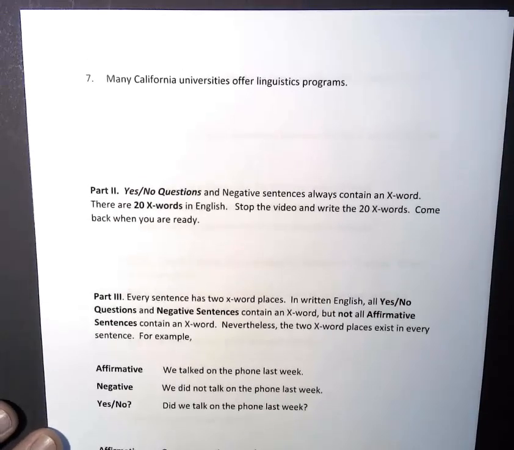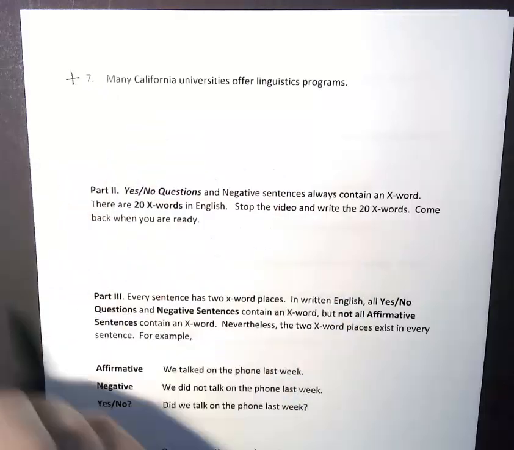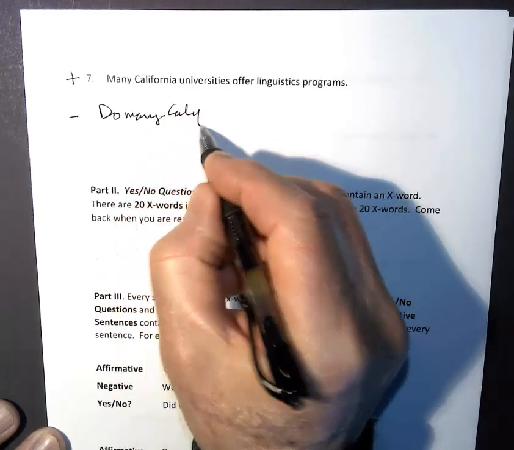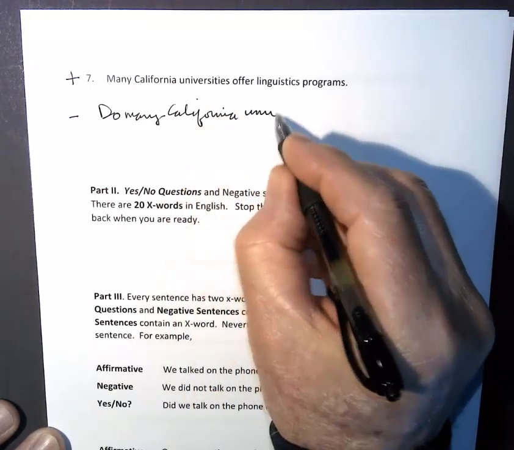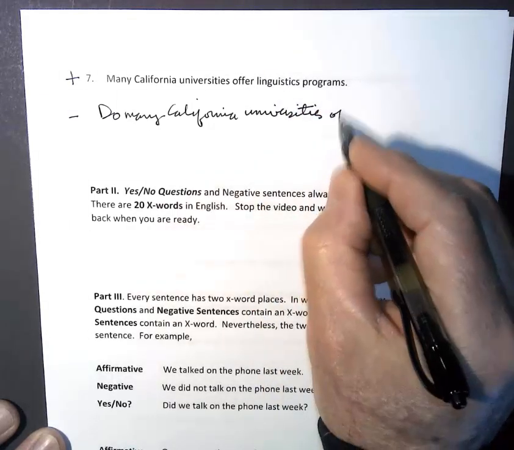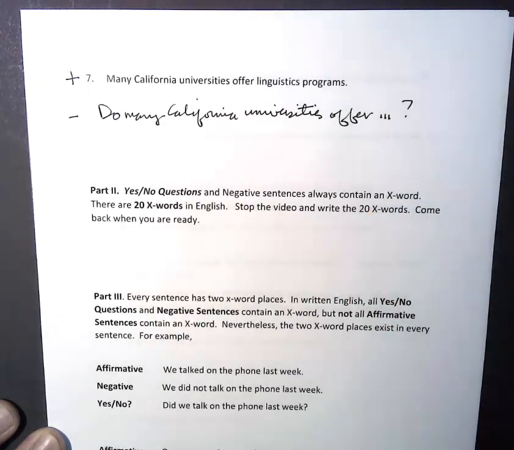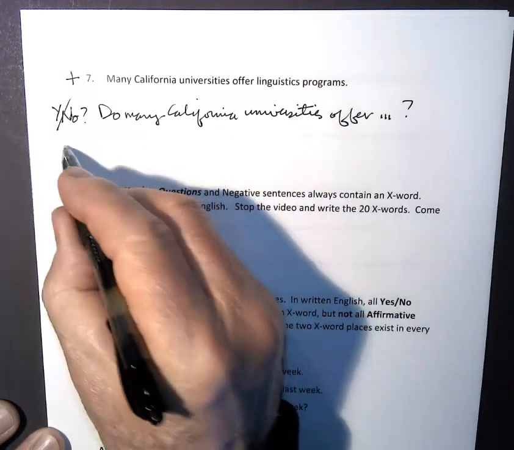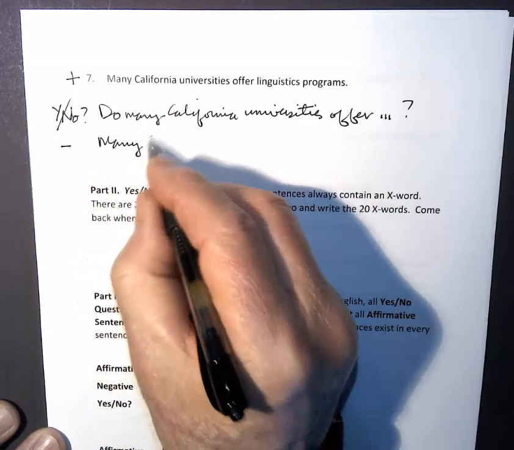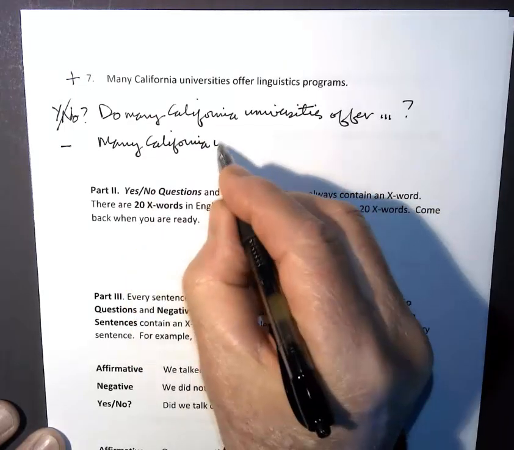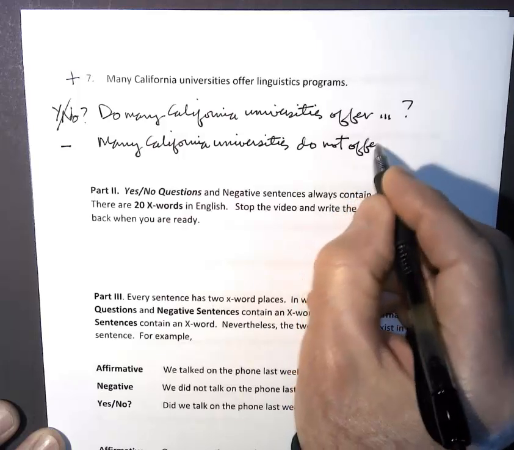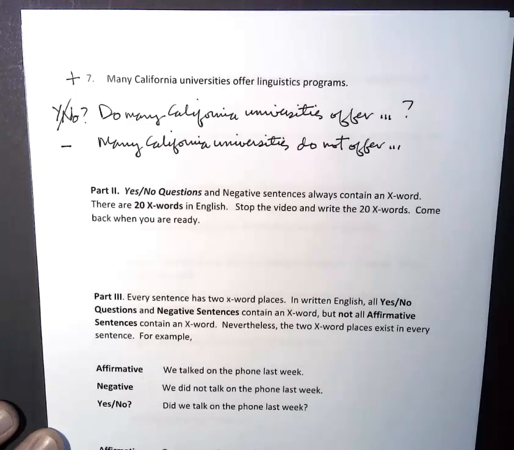And our last one. Many California universities offer linguistics programs. Affirmative. Let's change to negative. Do many California universities offer linguistics programs? Oops, that's our yes-no question. I think I was daydreaming here. Yes-no question. And then our negative sentence, many California universities do not offer linguistics programs. Okay, so far so good, I hope.